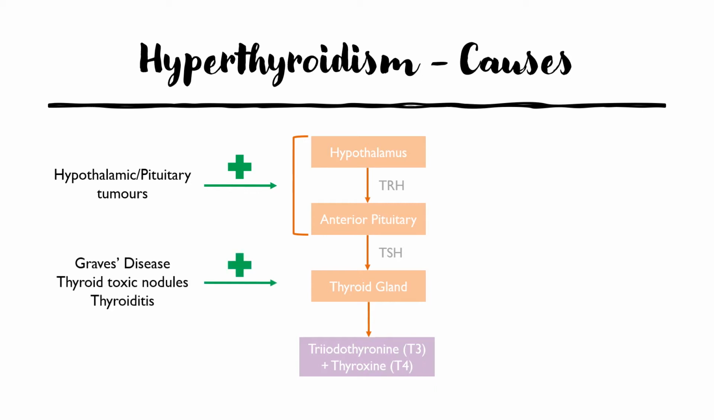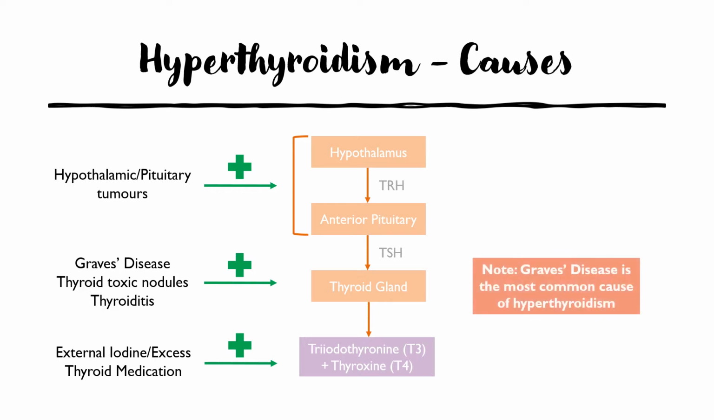Likewise, there could be problems directly with the thyroid itself. So for example, Graves' disease, which is an autoimmune disorder, thyroid toxic nodules, or thyroiditis, which is basically inflammation of the thyroid. And finally, there could be problems such as external iodine or excess thyroid medication, which directly increase the levels of T3 and T4. It's worth bearing in mind that the main cause of hyperthyroidism is in fact Graves' disease, and we're now going to discuss this in a bit more detail.